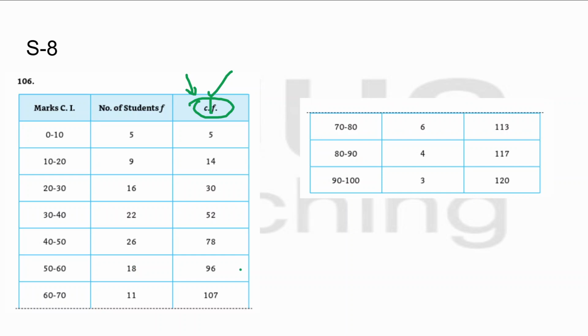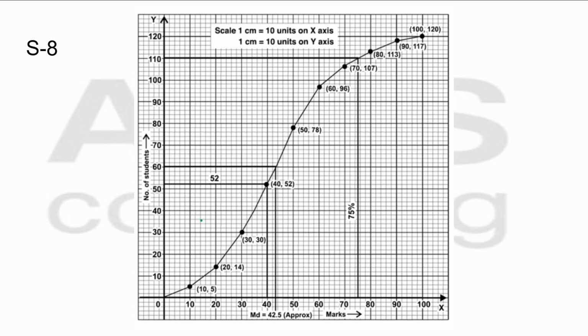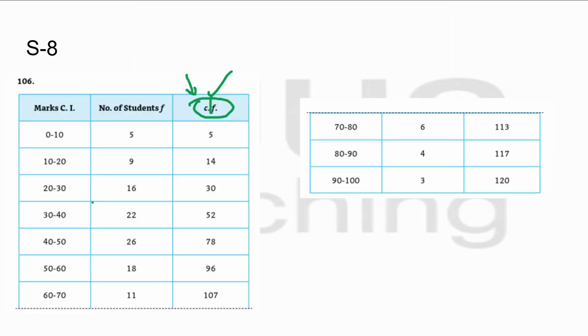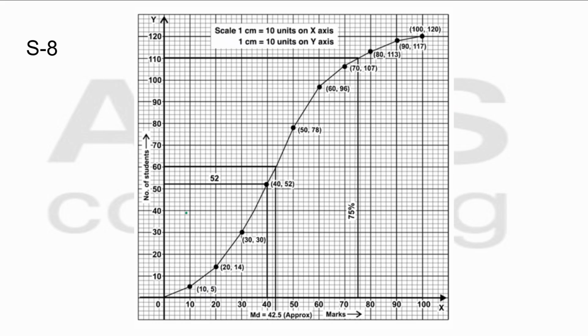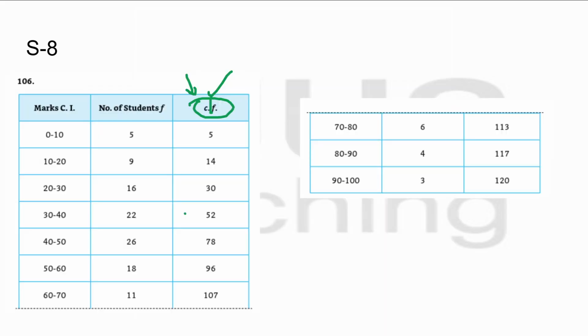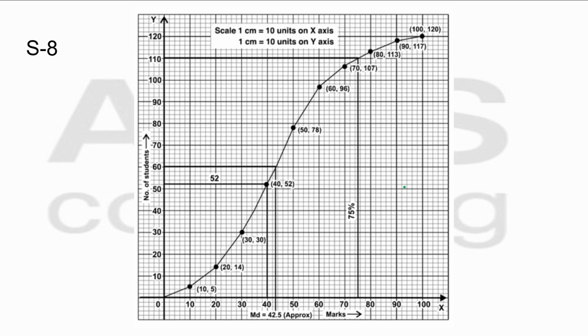Here the cumulative frequency column is drawn. You know already how to do it. I have explained in your previous problem. Now once that is done, 10, 5, 20, 14, 30, 30, etc. This is the way to do it. Now you please see the solution. See the solution and correct your solution.